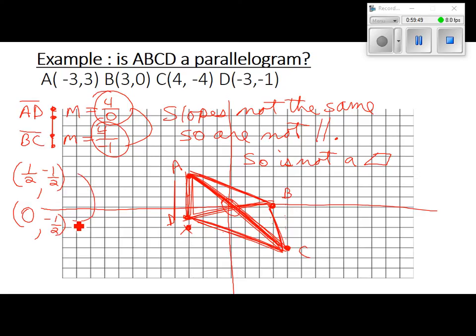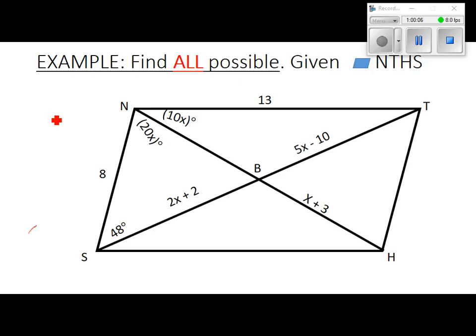Not the same, so what's that tell us about this shape? Not a parallelogram. There's 5 different ways. Remember those 5 ways that you wrote down to prove that it is a parallelogram? Well, those same things would prove that it's not a parallelogram. All right, draw this shape. Put all that stuff in it.